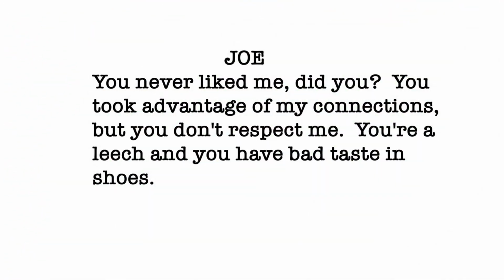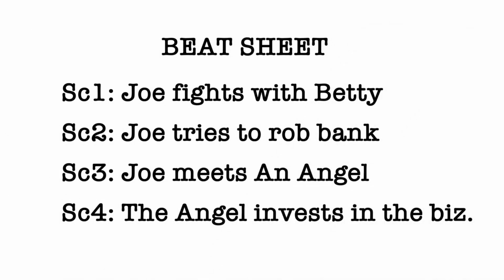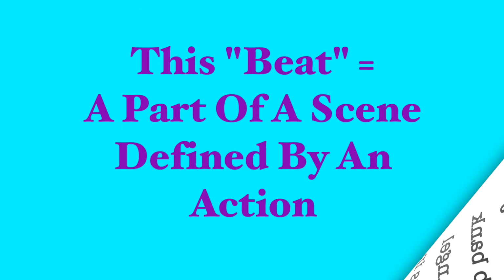Sometimes people call these adjustments beats. Now, beat is one of those terms with a lot of different meanings and uses. Sometimes in a script you'll see it meaning a small pause. But people also talk about an outline as a beat sheet, as if each scene is a beat. The meaning of beat that I'm talking about here is a part of a scene defined by an action. When a character tries a new or different action in a scene, you can think of it as a new beat. Almost every good scene has an adjustment.